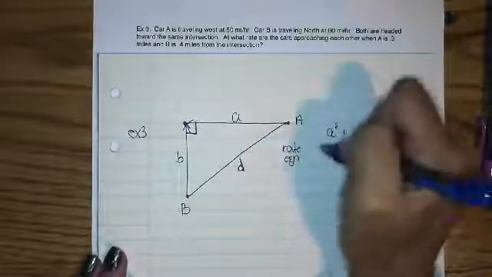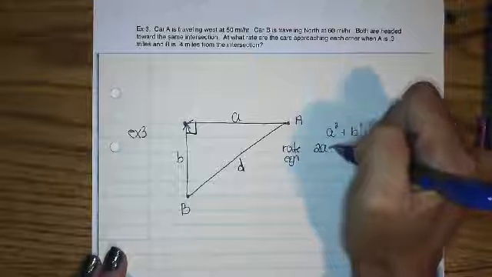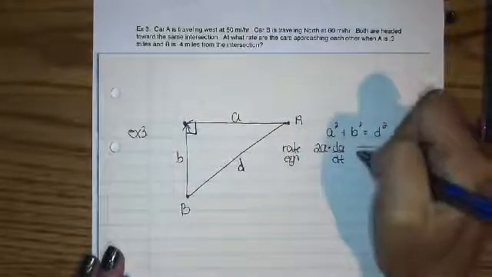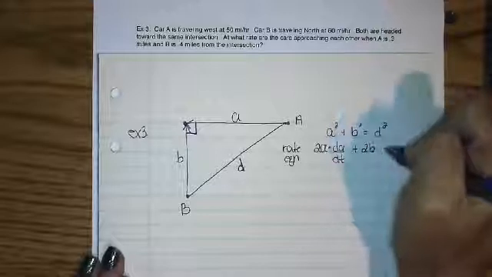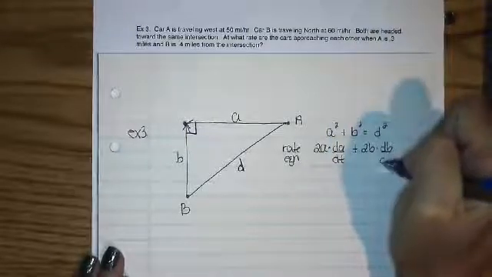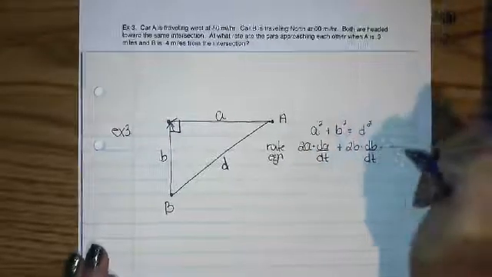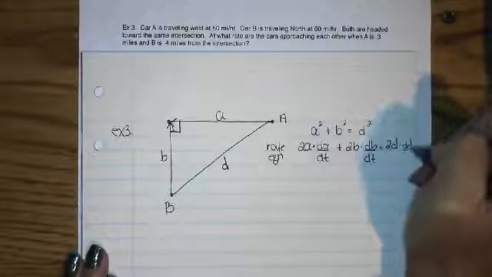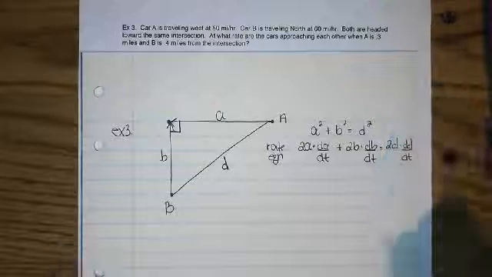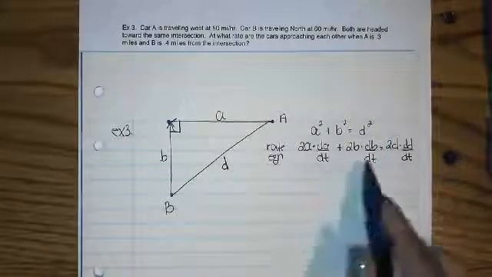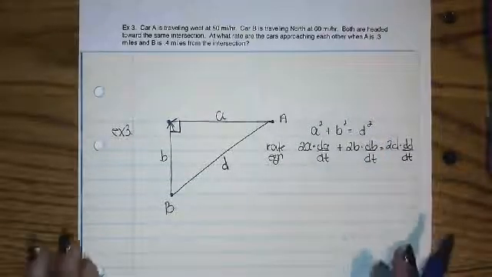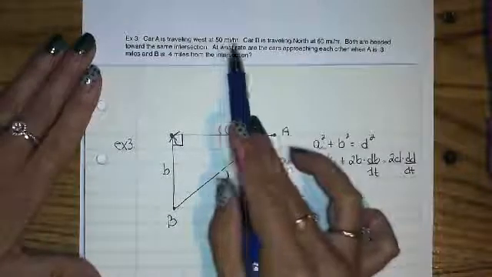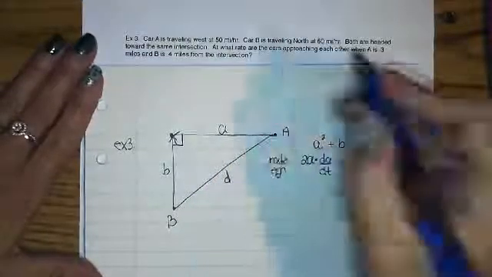So the rate equation is coming next, which is going to give us 2a times its rate plus 2b times its rate equals 2d times its rate. All right, now we need a, b, d, and 2 of the 3 rates. So let's go back and see what they give us.